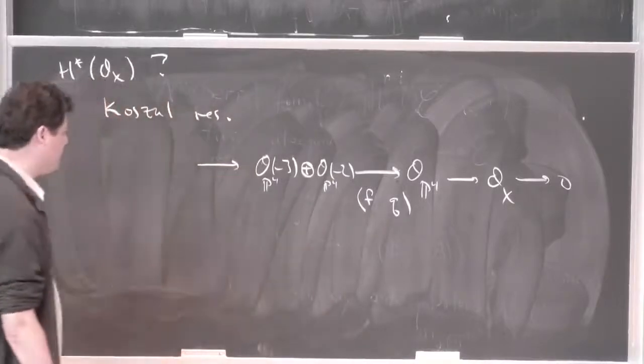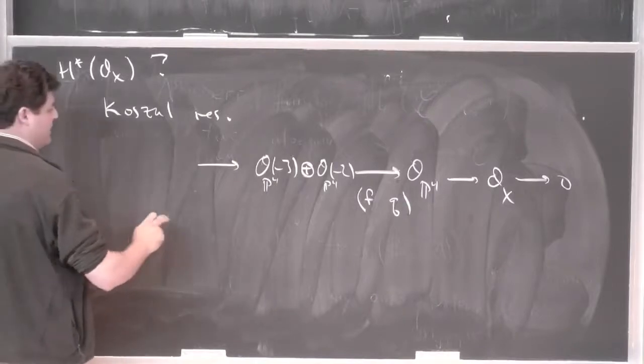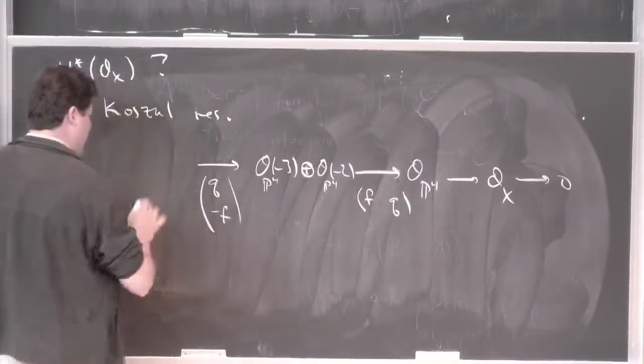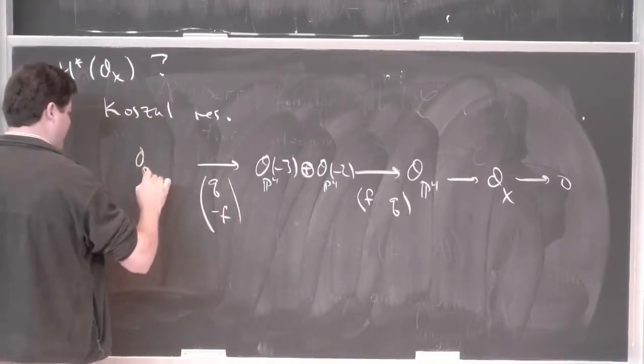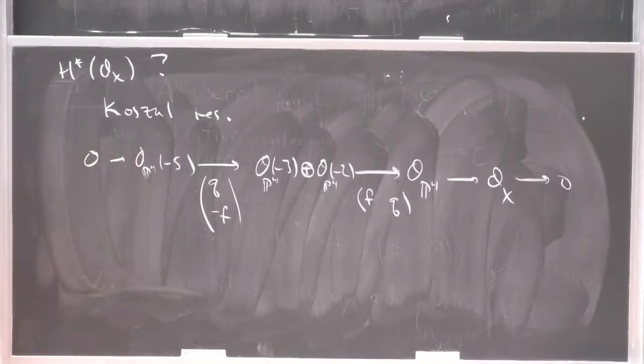And then this is a Koszul complex. And so next I need to put Q and minus F here. And what needs to go here is OP4 of minus 5. And because X has the expected dimension, this complex is exact.